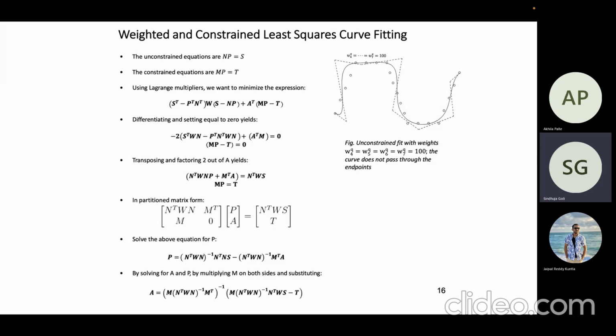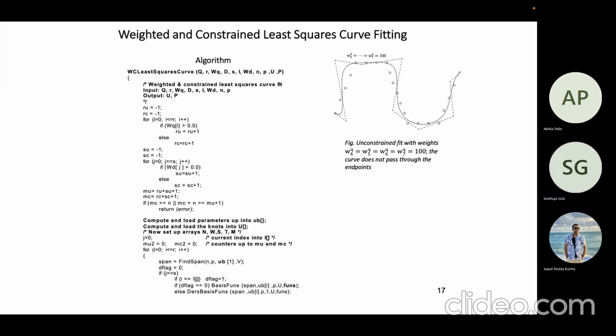And in partitioned matrix form, by solving the equation for P, we get P equals (N^T W N)^-1 (N^T W S minus N^T W N)^-1 M^T A. And by solving for A and P, multiplying by M on both sides and substituting, we get the equation below.